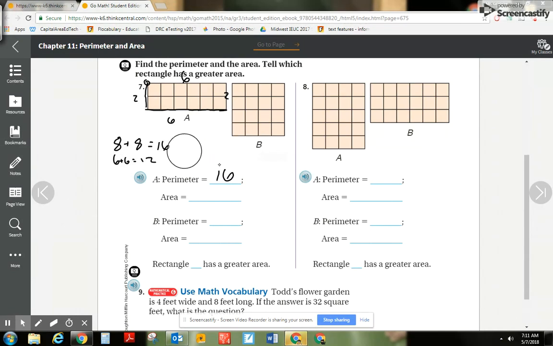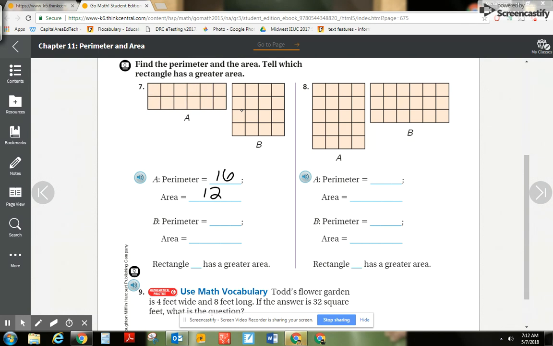Now, the area for A, remember the area is the space inside, you can multiply. 2 times 6 is 12, or you could just count. You can count by ones, or count by twos, 2, 4, 6, 8, 10, 12. Either way is fine. So now we'll move on to rectangle B.